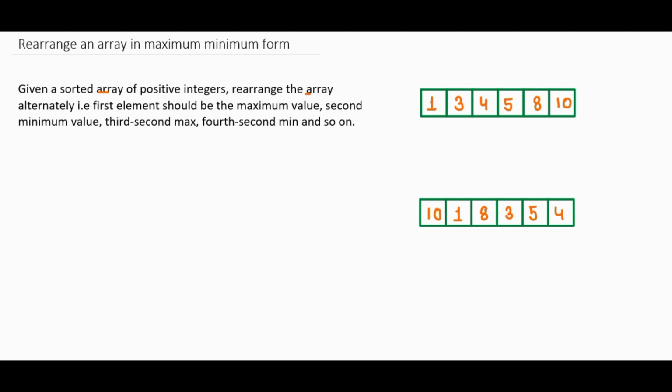So what the question is, we are given a sorted array and we have to rearrange it. In what way? We have to put the first element as the maximum element, the second element as the minimum element, then the maximum element of the remaining array, then the minimum element of the remaining array, then the maximum element of the remaining array, then the minimum element of the remaining array.